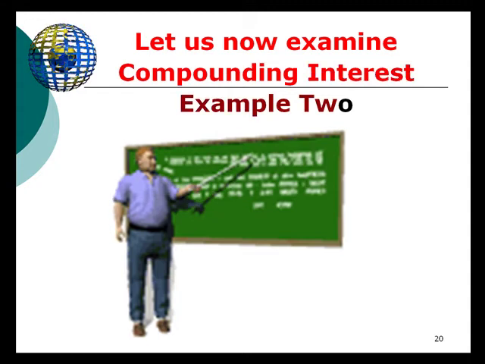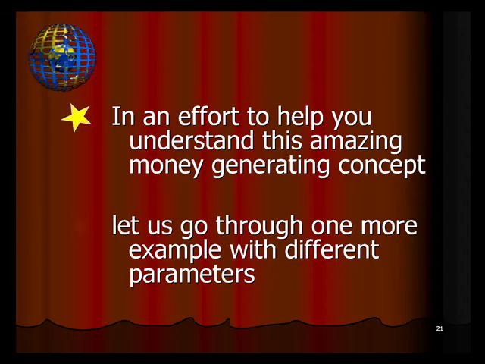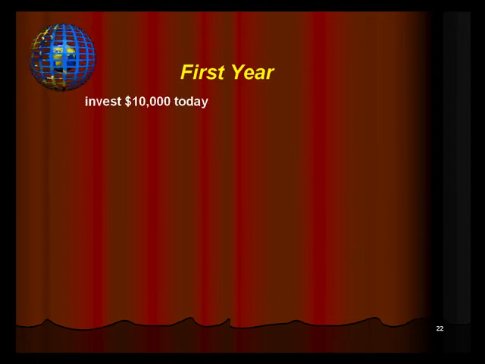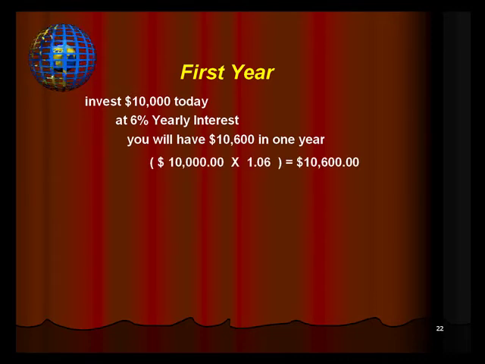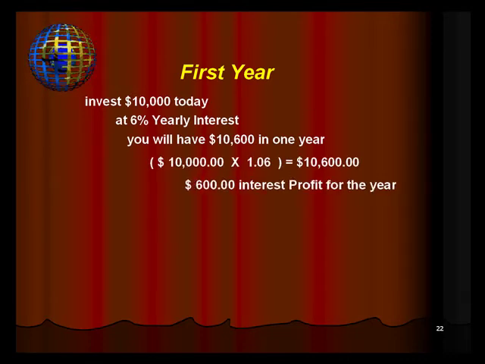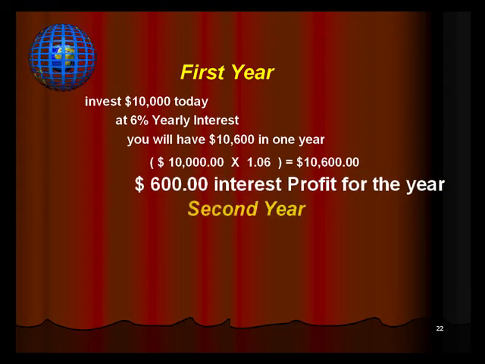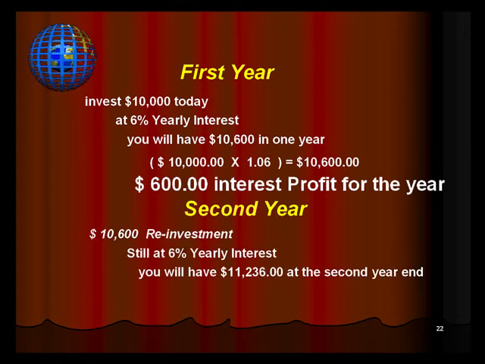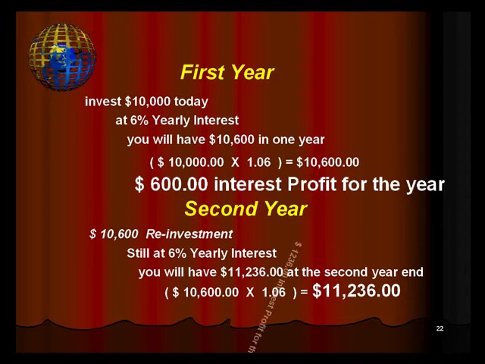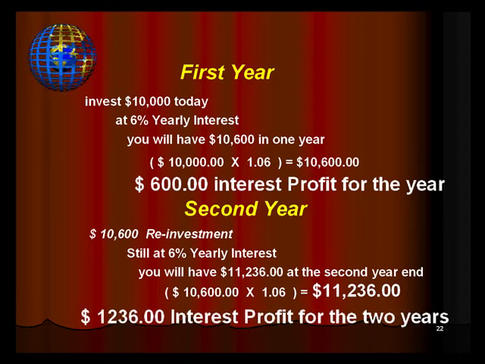Let's now examine compounding interest example 2. In an effort to help you understand this amazing money-generating concept, let us go through one more example with different parameters. If you invest $10,000 today at 6% yearly, you'll have $10,600 in 1 year. Let's take a look at that simple math involved here. $10,000 times 1.06 equals $10,600. You now have $600 interest profit for the year.